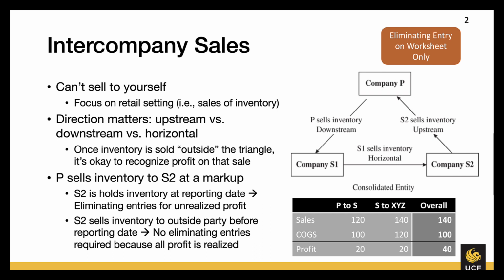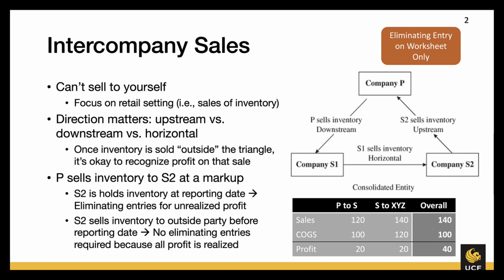For the purposes of our class, we're going to focus on a retail setting. That's the sales of inventory. So one company purchases inventory, holds it for some period of time, and sells it later at a higher price. We're not going to worry about manufacturing or sales of goods or sales of services in this case. One thing we're going to talk about a bit is that the direction matters. So upstream versus downstream versus horizontal are our options.